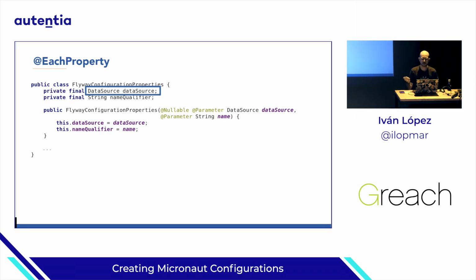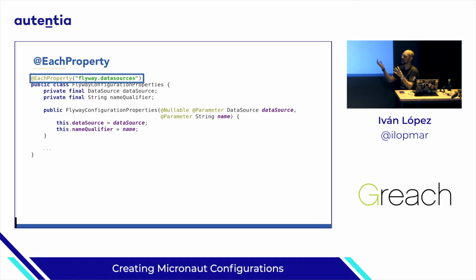So what you need to do is annotate this class, these configuration properties, instead of using @ConfigurationProperties as we saw before, you need to annotate it with @EachProperty. So what Micronaut is going to do is it's going to iterate through your flyway.datasources.whatever. And that whatever, it's the name for you as a user. It's a name that makes sense.